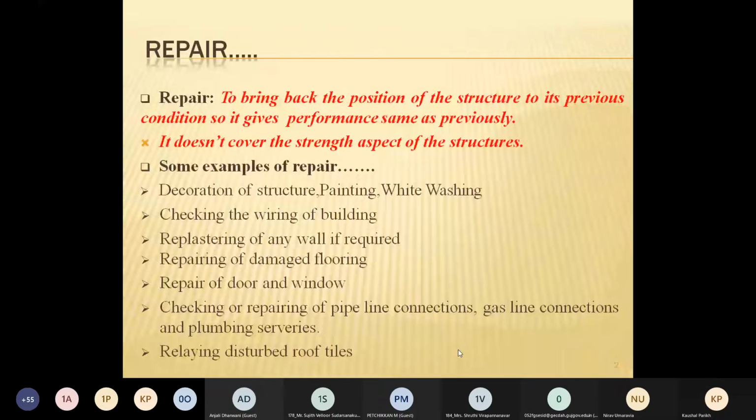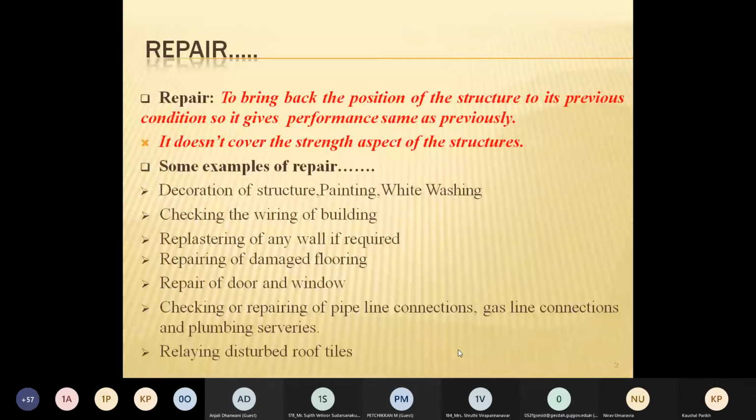Repair is nothing but bringing the structure back to its previous condition. So it gives the same performance as previously. Here the very important word is performance, but it doesn't deal with the strength aspect.